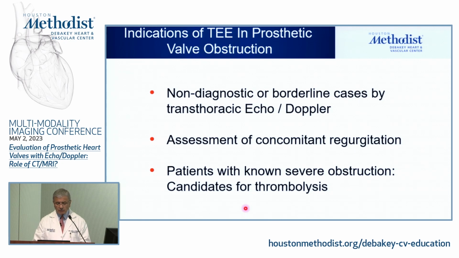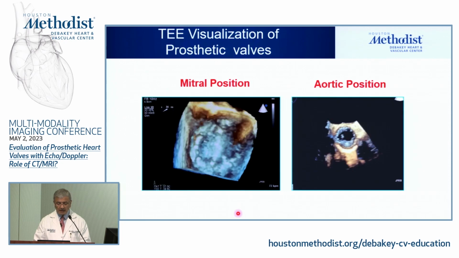So what is the indication? Non-diagnostic or borderline cases by transthoracic, assessment of concomitant regurgitation, particularly mitral or tricuspid if you cannot see it well, maybe the etiology of a regurgitation in an aortic, right? Patients with known severe obstruction, wondering about a thrombus etiology, candidates for thrombolysis, and there are criteria actually that this center has contributed significantly to the literature and to the guidelines. Importance as to the location of the prosthesis.